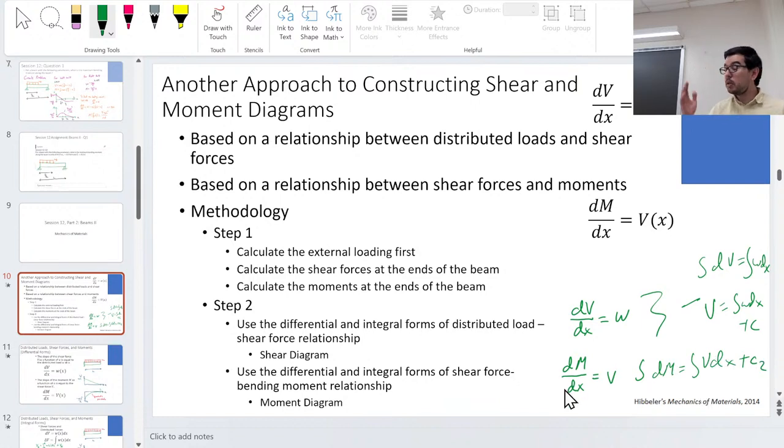And if there were some internal moment at the end, say 1 newton meter internally, that would be a good indicator of what C2 would be. So C2 ends up equal to 1 newton meter, and then we're off and we have to integrate V dx. So V is a horizontal line. We integrate it, and that's going to be a parabola.